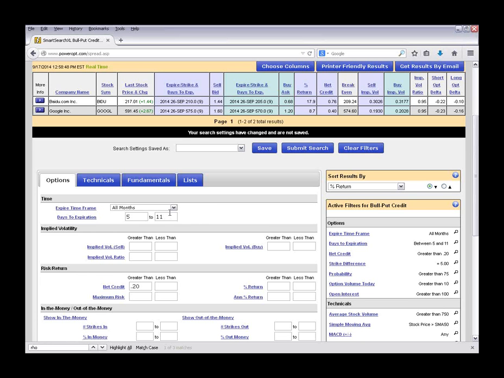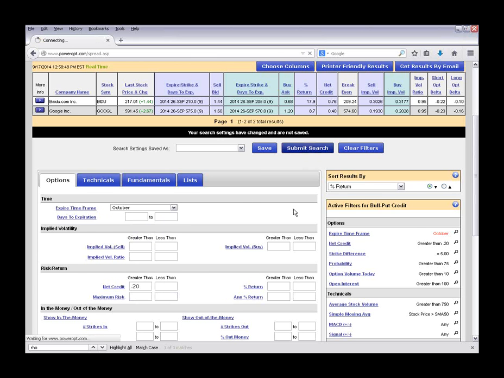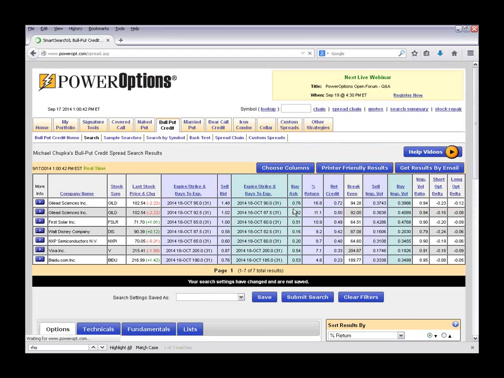Now let me change our options expiration time frame. Let me go to October so we can get a wider range. Of course, there's only 389 stocks right now that offer weekly options. So let's, sorry folks, let's go out to October, 30 days away. We're going to get much more results here, but let's just take a look at the top 20.